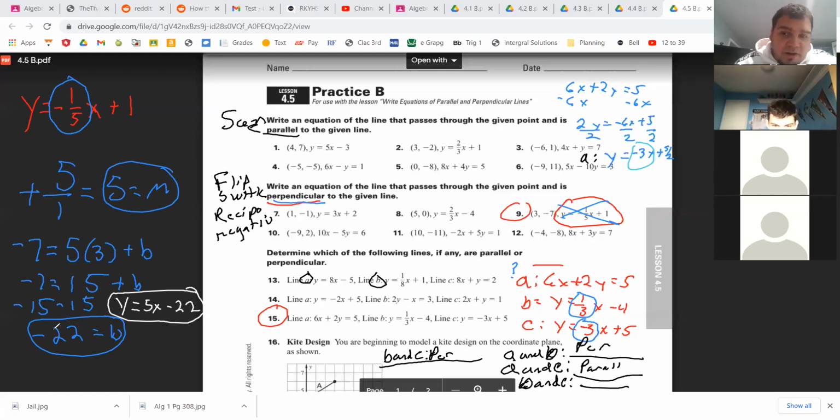If it doesn't result in the other, then... but how is A and C parallel? A and C, what is the slope for A?